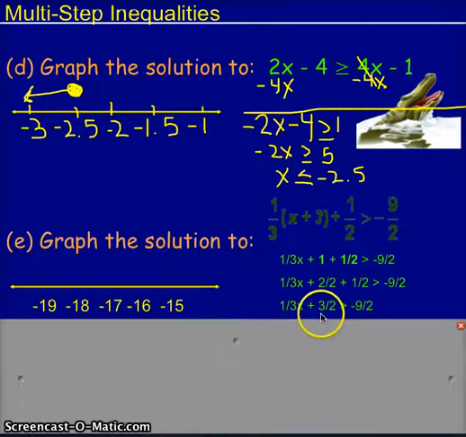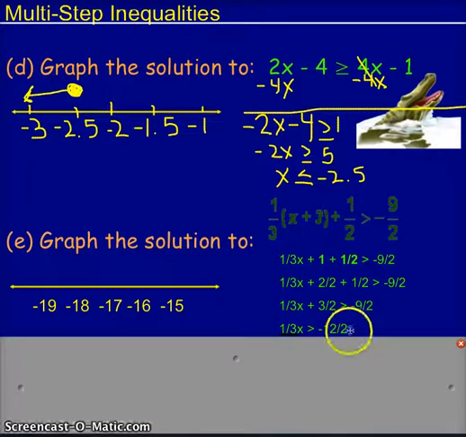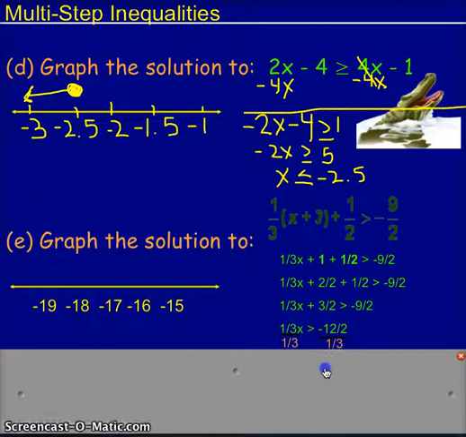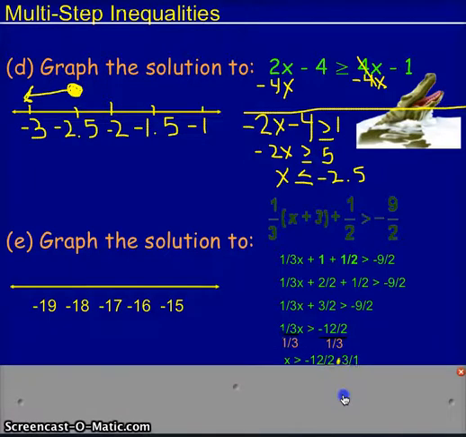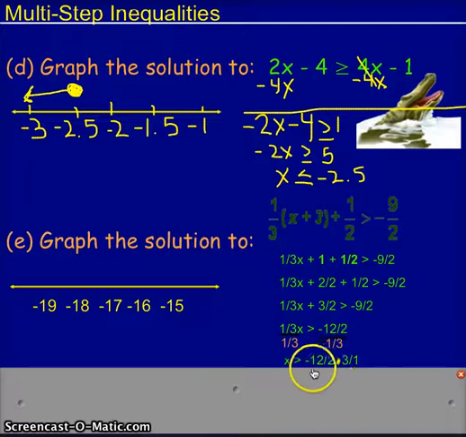Now I can subtract 3 over 2 from both sides. So minus 3 over 2 on this side and minus 3 over 2 on this side. Negative 9 over 2 minus 3 over 2 gives me negative 12 over 2. And now I have to divide by 1/3 on both sides. And remember, dividing by 1/3 is the same thing as multiplying by 3 over 1. Remember, I have to multiply by the reciprocal. So negative 12 over 2 times 3 over 1. Then you can multiply straight across.